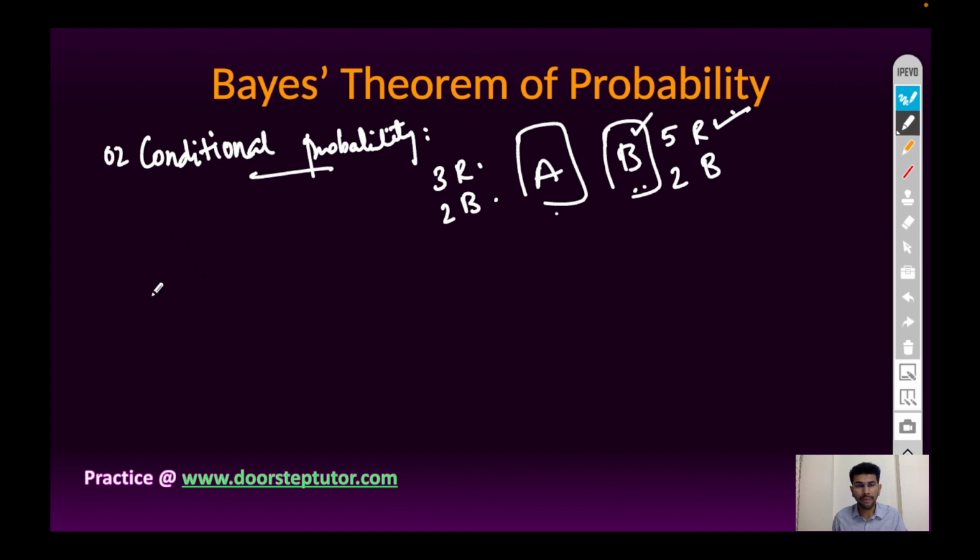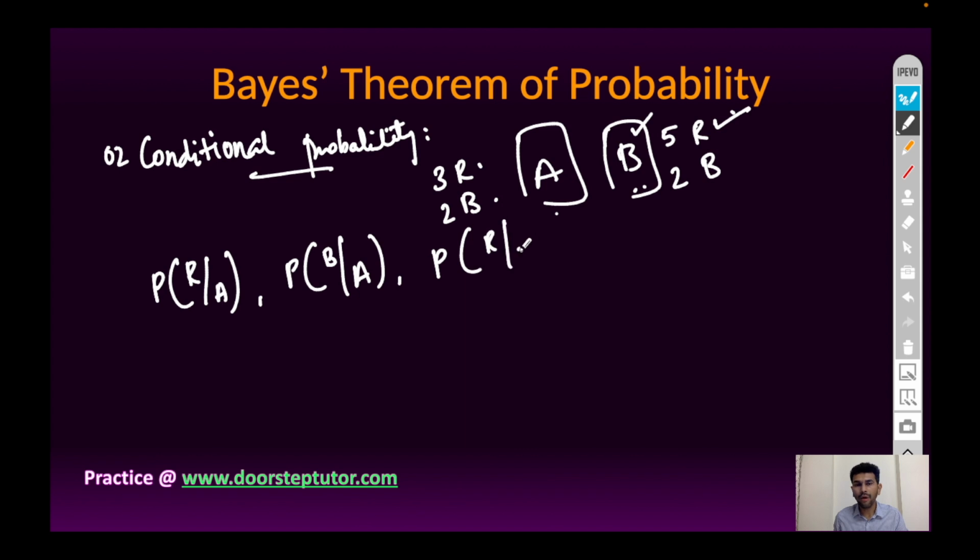So this can be represented by probability of selecting red ball out of box A, probability of selecting blue ball out of box A, probability of selecting red ball out of box B, and probability of selecting blue ball out of box B. So here the numerator represents the color of the ball and the denominator represents the box, the universe.